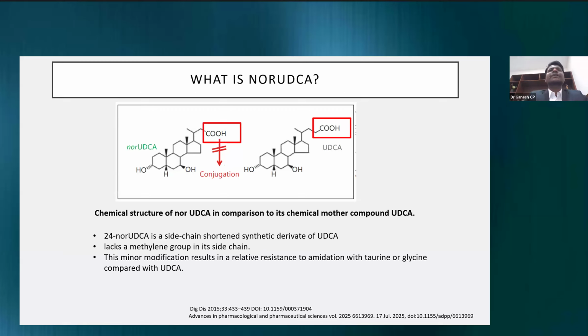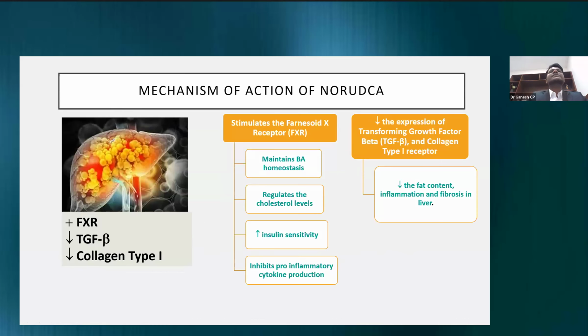This drug has been recently introduced, and it has been publicized very highly these days. It is also being considered for CDSCO approval for treatment of MASLD, which is NOR-UDCA. This is nothing but UDCA with the elimination of a methylene group, so it is resistant to amidation with taurine and glycine compared to UDCA. So what is the mechanism of action of NOR-UDCA? This drug has been recently publicized very famously and it has been said to receive approval from the CDSCO, the Central Drugs Standard Control Organisation of India, for treatment of MASLD along with saroglitazar and vitamin E. So we will look a little deeper into this drug.